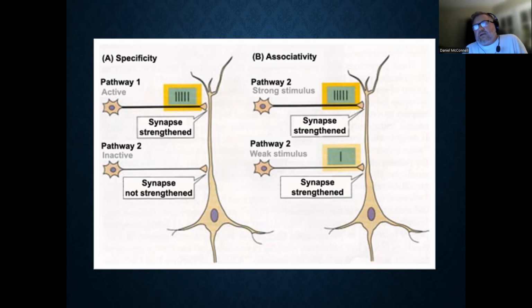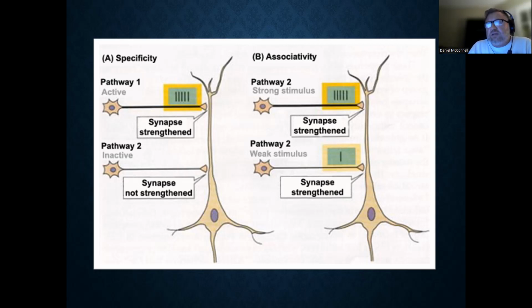Here is a couple of diagrams that are showing us exactly these two things here, specificity and associativity. So here we see two pathways coming into a postsynaptic neuron. So pathway number one is a cell with an axon that is synapsing onto our postsynaptic dendrite here. And it's repeatedly active. So we're going to see strengthening of that particular synapse. But meanwhile, path two is inactive entirely. And therefore, it will not show any change in that synaptic strength.